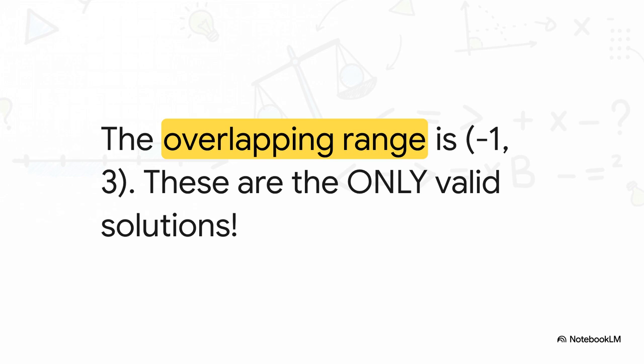By finding that visual overlap, the exact zone where those two imaginary arrows cross over each other, we can confidently say that the only valid answers are the numbers sitting strictly between negative 1 and positive 3. Written as an interval, that's simply open bracket, negative 1, comma 3, open bracket.